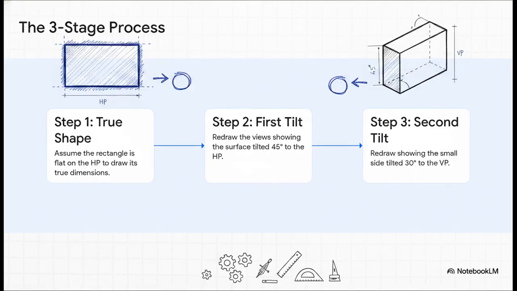Now, here's the absolute secret. You can't solve this all at once. If you try, you'll go nuts. The trick is to tackle it in three separate stages. First, we make it easy on ourselves. Pretend there are no tilts and just draw the object's true shape. Then, we add the first tilt, and only after that's done do we add the second tilt. We're building up the complexity one easy step at a time.